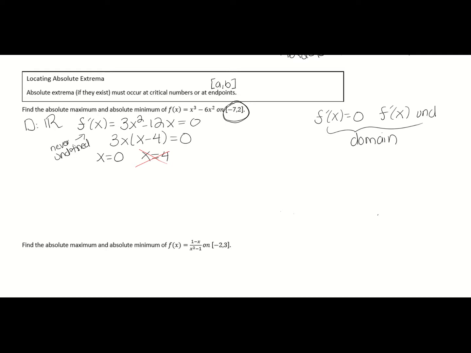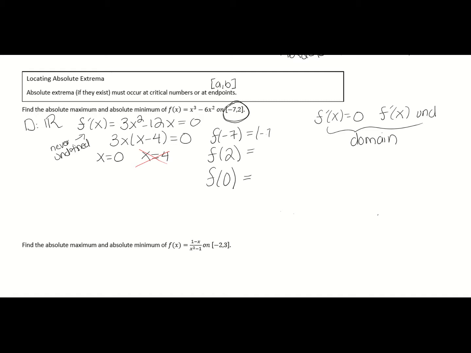Very common mistake. So I'm going to check what is f of -7, what is f of 2, and my critical number, which is 0. And then I know it's an absolute max if the y is the greatest of them, and I know it's an absolute min if it's the lowest of them. So you plug it in and check what you get for y.